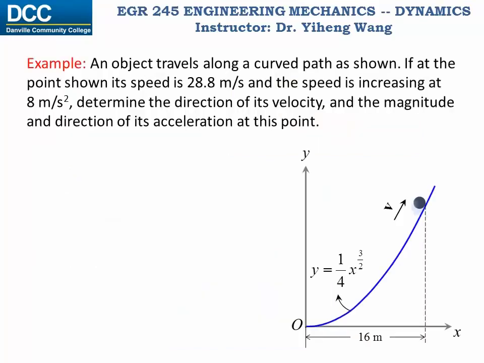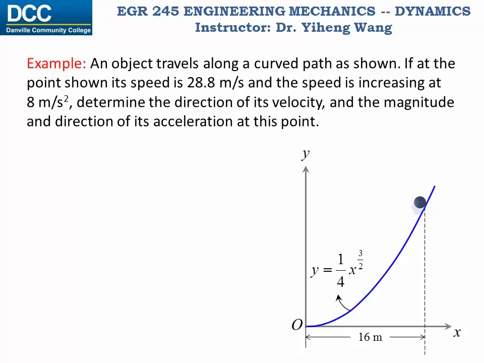Let's look at this example. An object is traveling along this curved path, and the equation for the path is given. If at this point shown at x equals 16 meters, the speed of this object is 28.8 meters per second, and also this speed is increasing at 8 meters per second squared, we need to determine the direction of the velocity, and also we need to determine its acceleration at this point, both magnitude and direction.